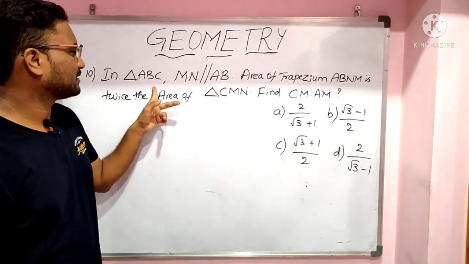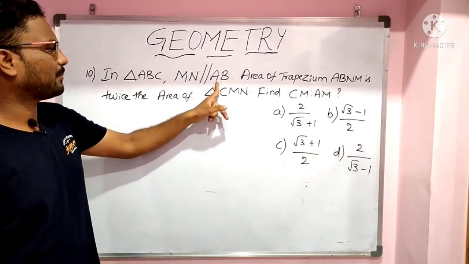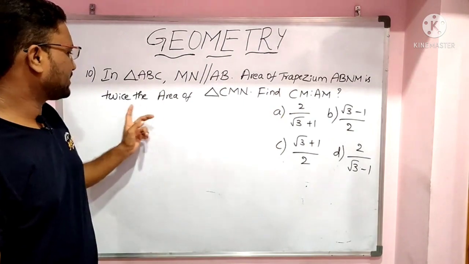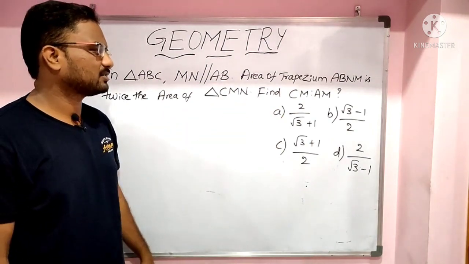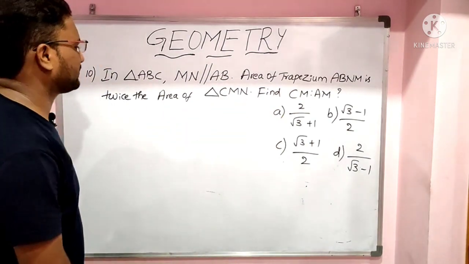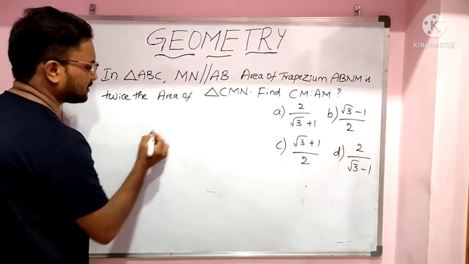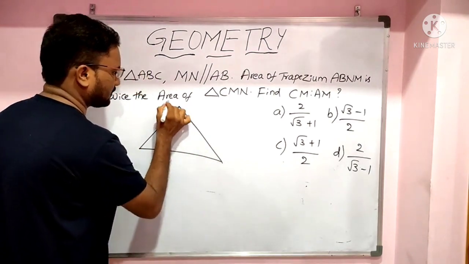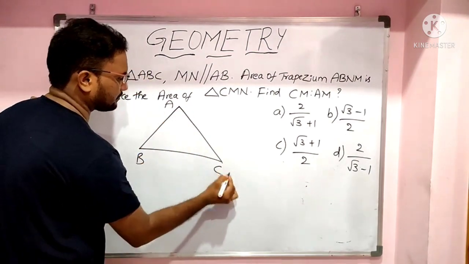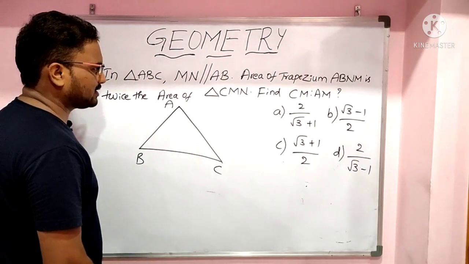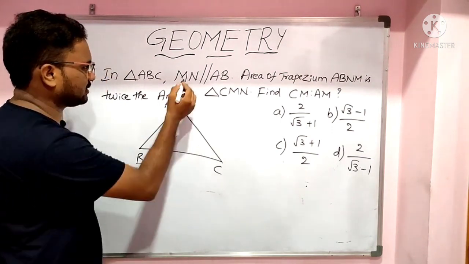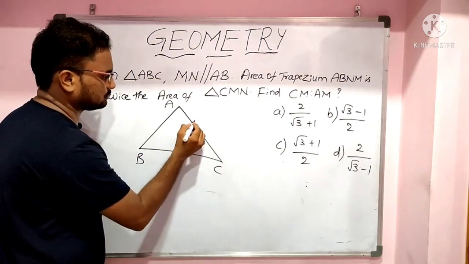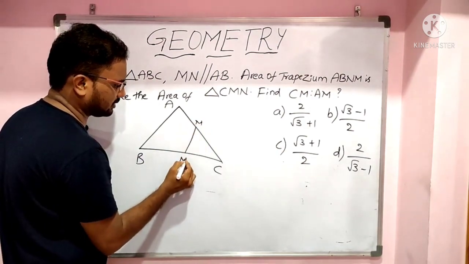In triangle ABC, MN is parallel to AB, and the area of trapezium ABNM is twice the area of triangle CMN. We need to find CM is to AM. First of all, we will draw the triangle ABC. MN is parallel to AB. Here, this is MN, this is M and this is N.